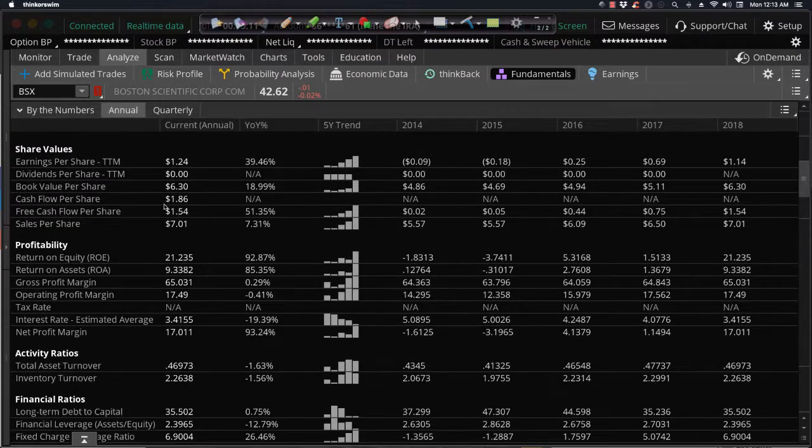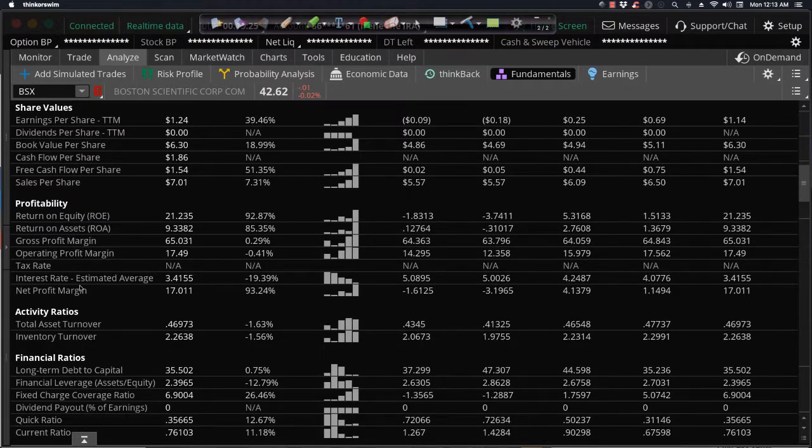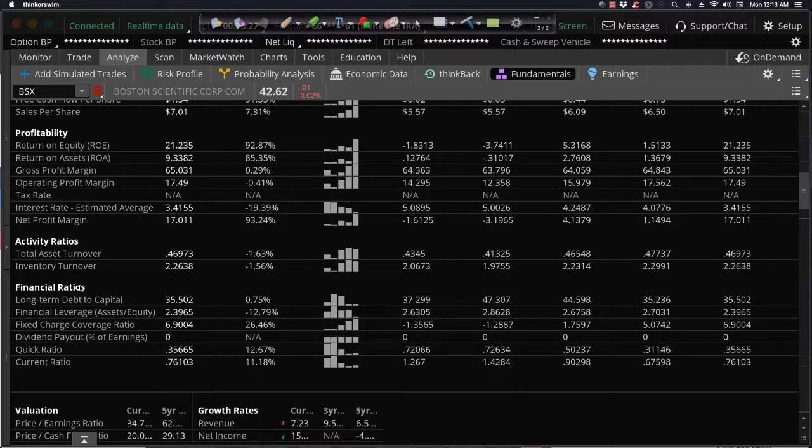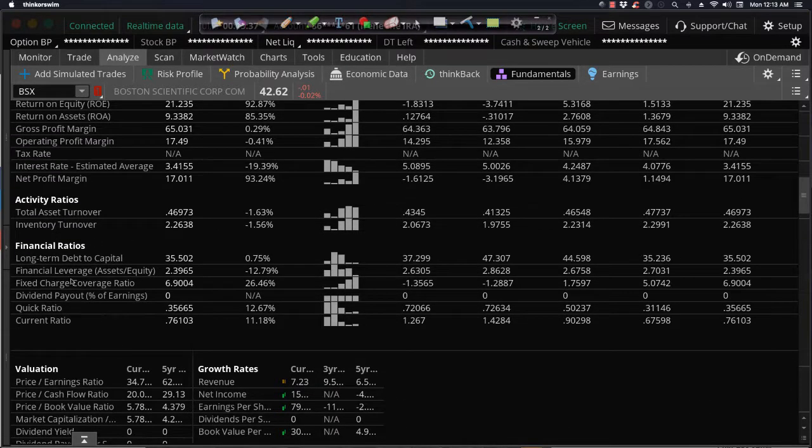And you can look at the earnings, and you can see what the earnings per share are, $1.24 per share, and you can read the numbers, like what's their return on equity, what's their growth, their gross profit margin. You can look at a whole bunch of little metrics like total asset turnover and inventory turnover. How fast are their products coming in and going out? And you can look at their debt, and you can see a lot of the numbers.